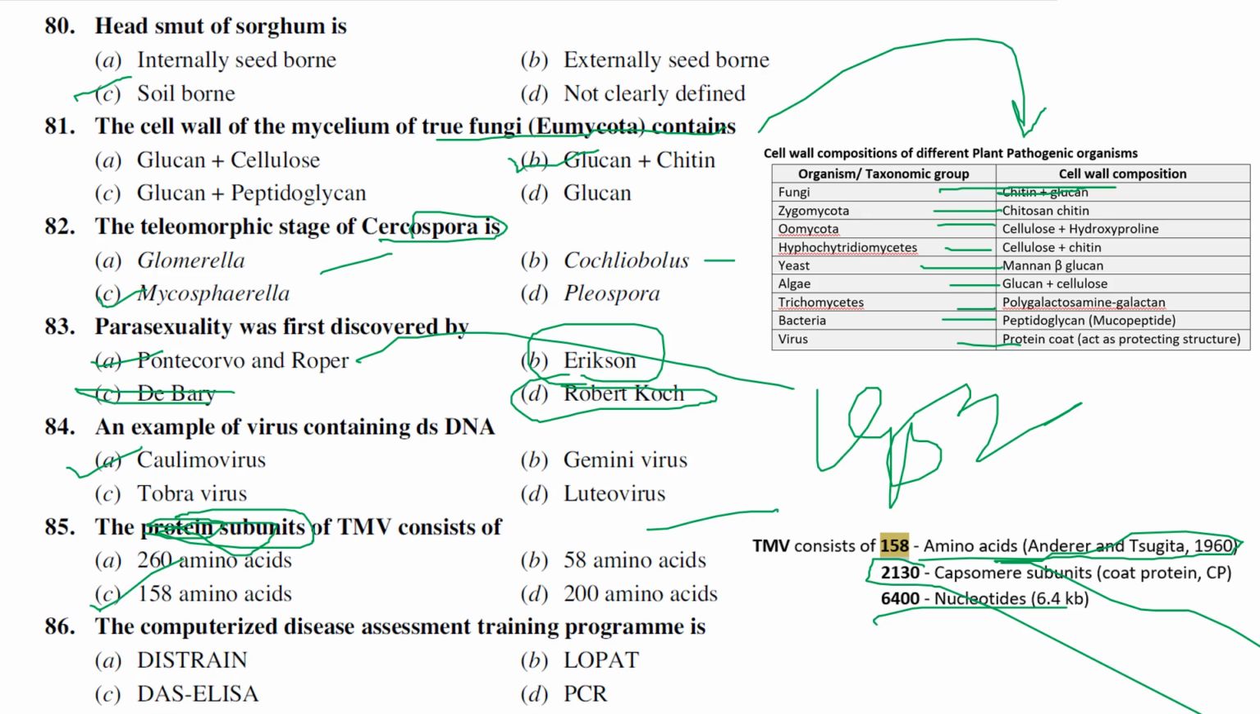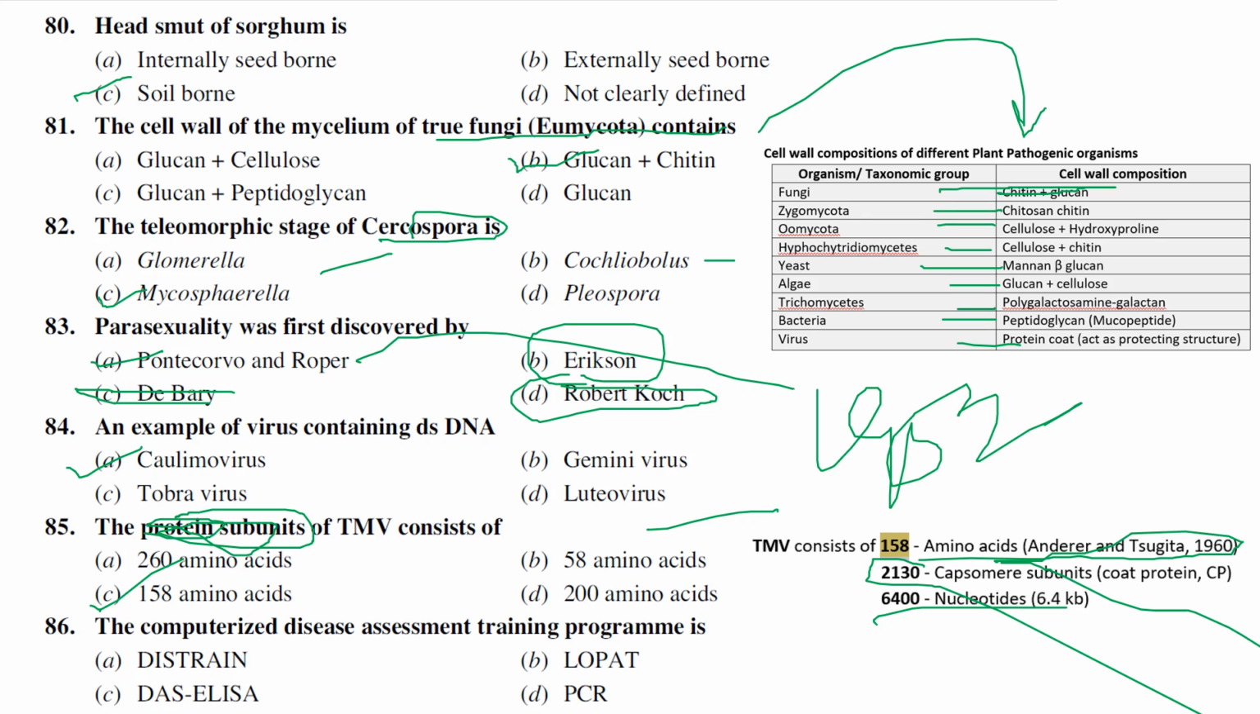So the answer for the question, if it asks for protein subunits, is 2130, but since that option was not there, it is supposed to be the number of amino acids which are present, and the answer is actually 158. But the question is supposed to be about the amino acids. So if it is coat protein or protein subunits, it is supposed to be 2130.